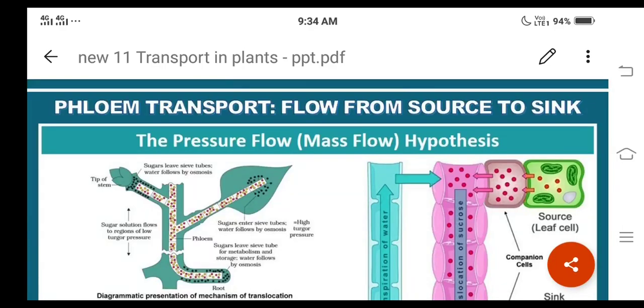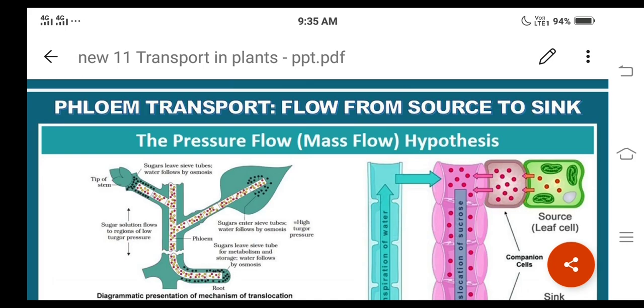Dear students, let us study the last concept in transport in plants. What is that one? The phloem transport, flow from source to sink, right? Under this concept we are going to study the pressure flow hypothesis, which is also called the mass flow hypothesis.